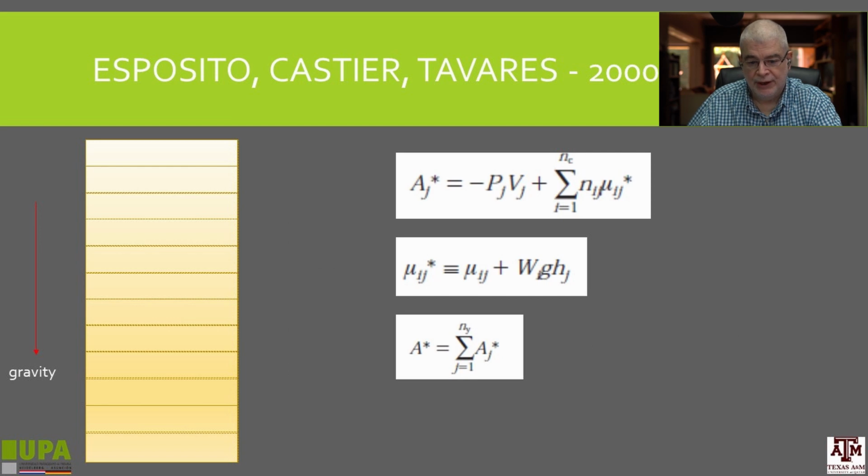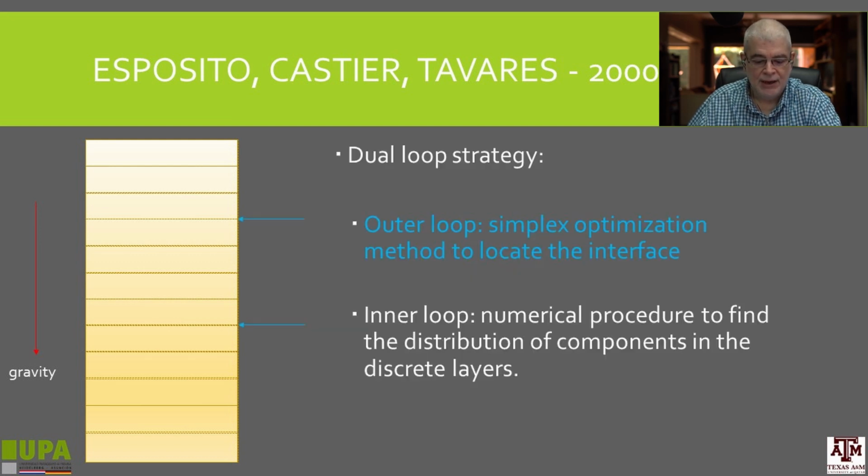So we wrote the Helmholtz energy of each layer. We added the effect of gravity to the chemical potential, and we added the effects of all the layers to get an approximation to the Helmholtz energy of the whole system. And then we adopted a dual loop strategy. In an outer loop, we tried to locate the phase interface, and we used a very simple numerical method to do that, like simplex optimization, because we wanted to find out whether we had the vapor-liquid interface, say, at this level, or maybe at this level.